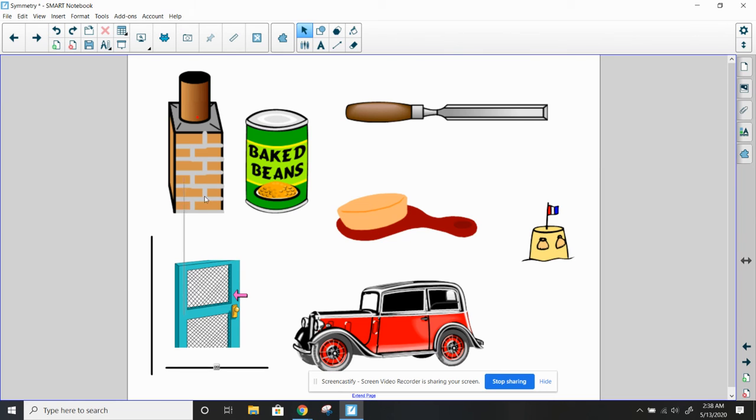But can I take this line of symmetry and put it straight in the center? I can. This one would work, right? I cut this right in half. I have 2 symmetric figures, right?